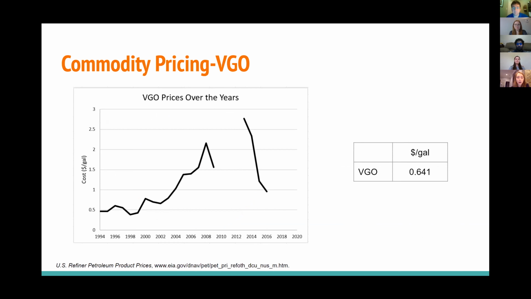Because our raw materials and products are considered to be commodities, we needed to determine an accurate cost for pricing these out, as one of the major aspects of our costing analysis. For the VGO, we used data published by the EIA, though there were some years that were omitted in their publication. Because of this, we decided to take the average deviation of the reported years, which resulted in a value of 64 cents per gallon.